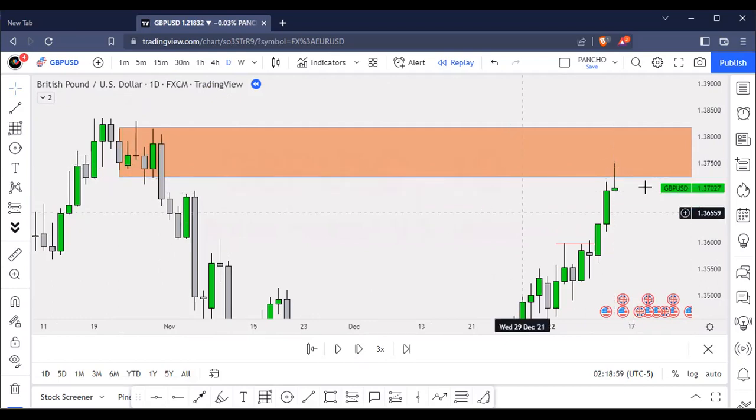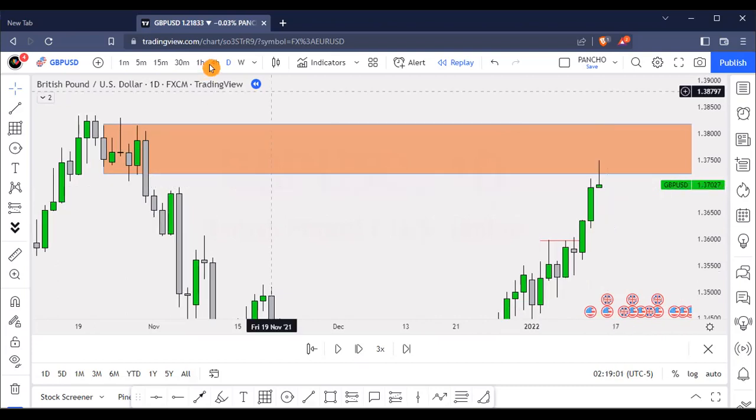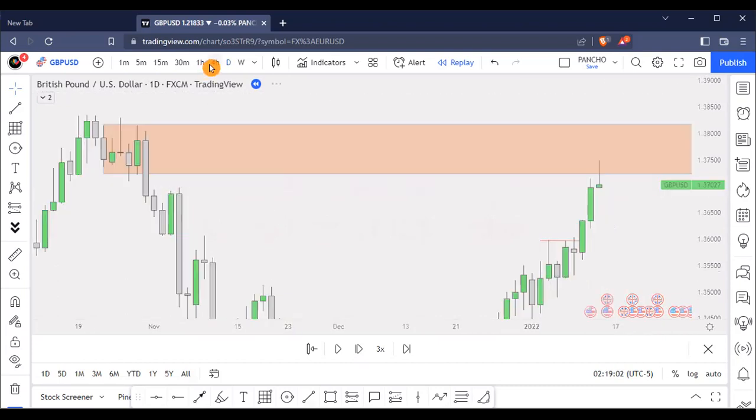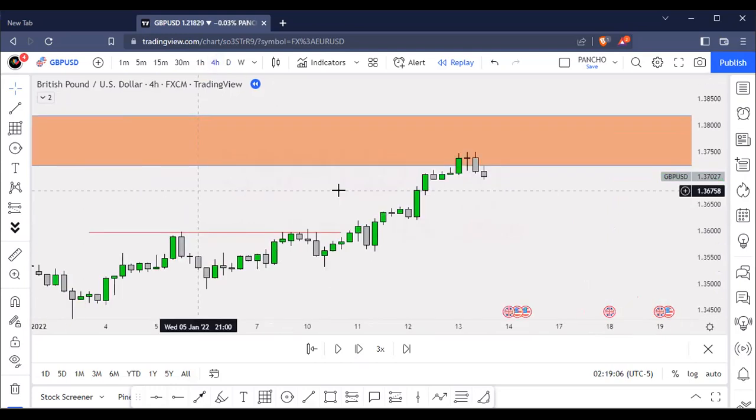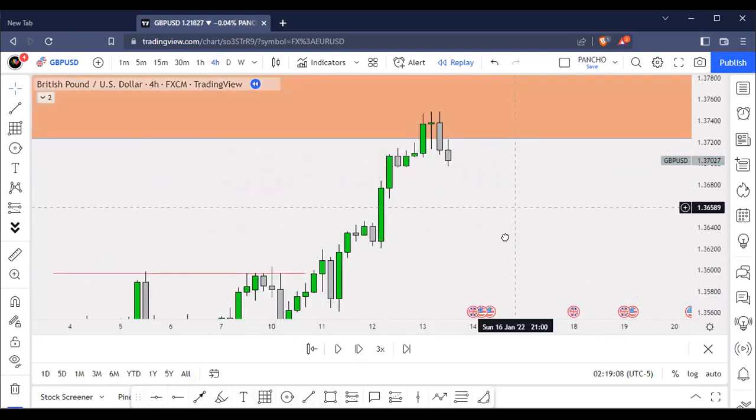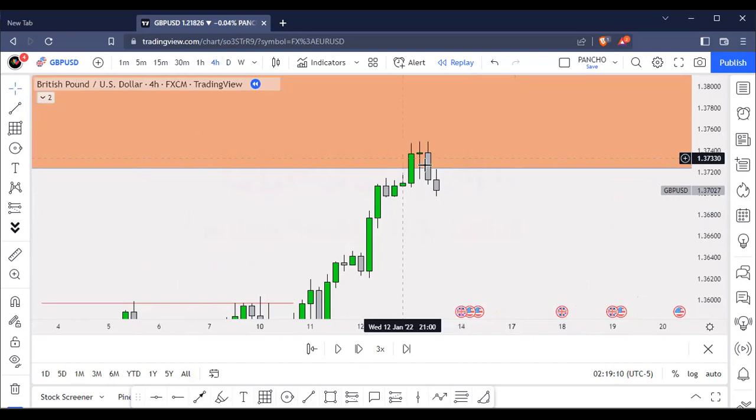So this is why now you can go to lower time frame, you go to 4 hour, okay? After retracement, you go to 4 hour there. So we are going to deal with this area here now. What are we going to do here? What are we going to look for here?